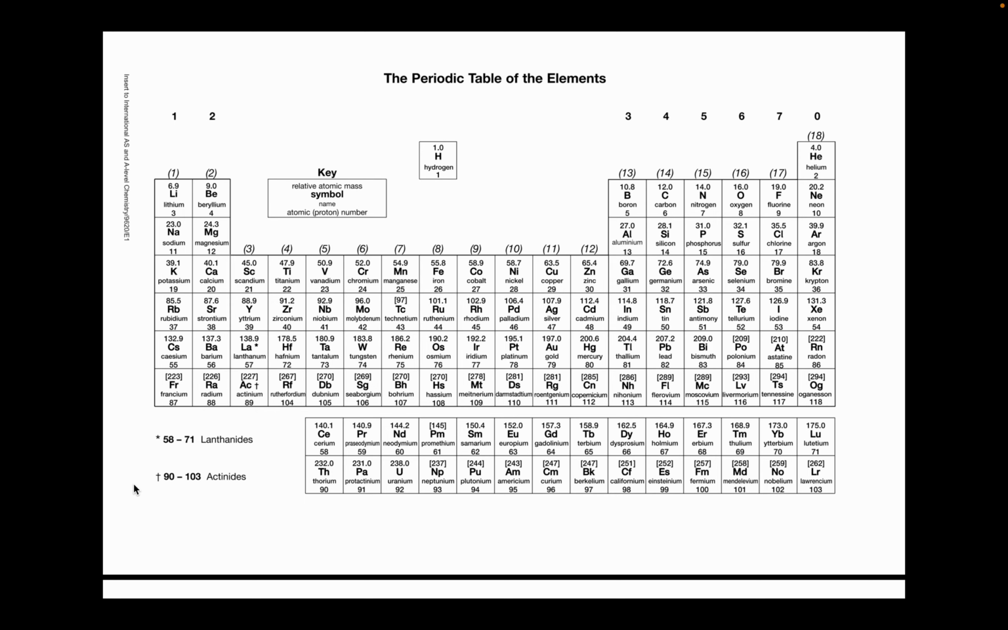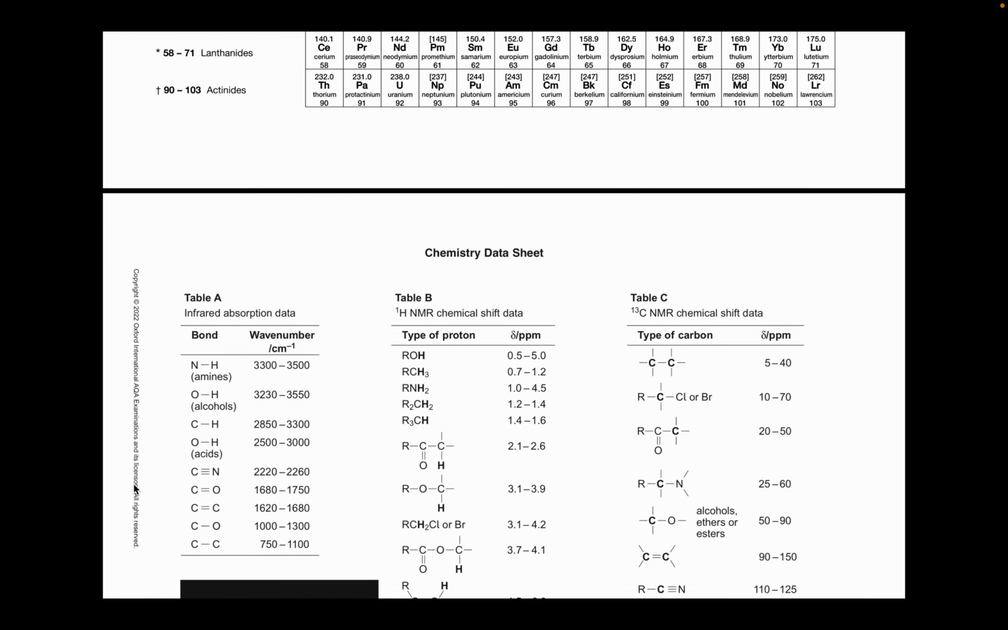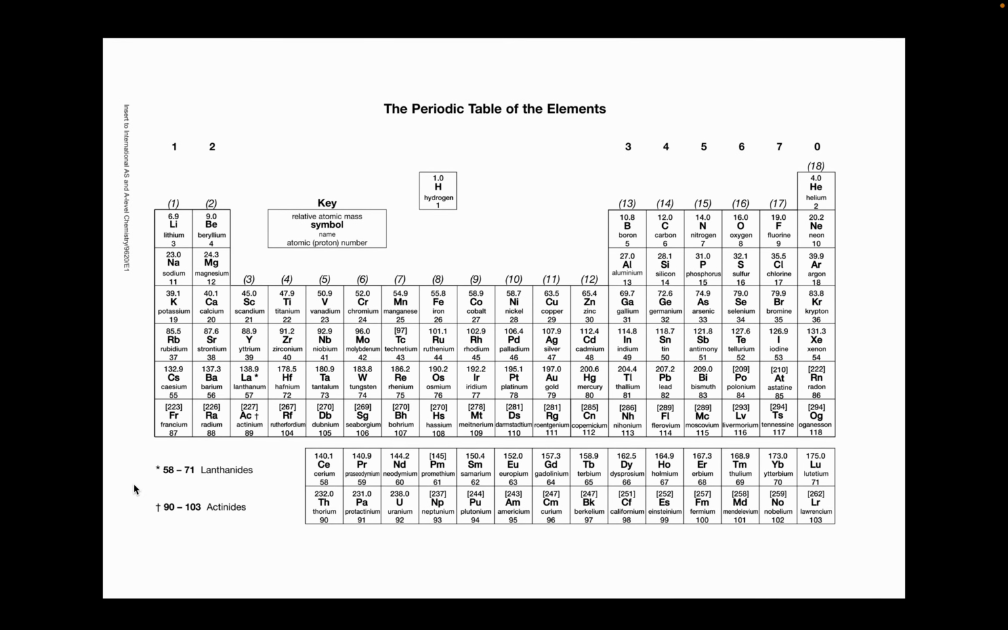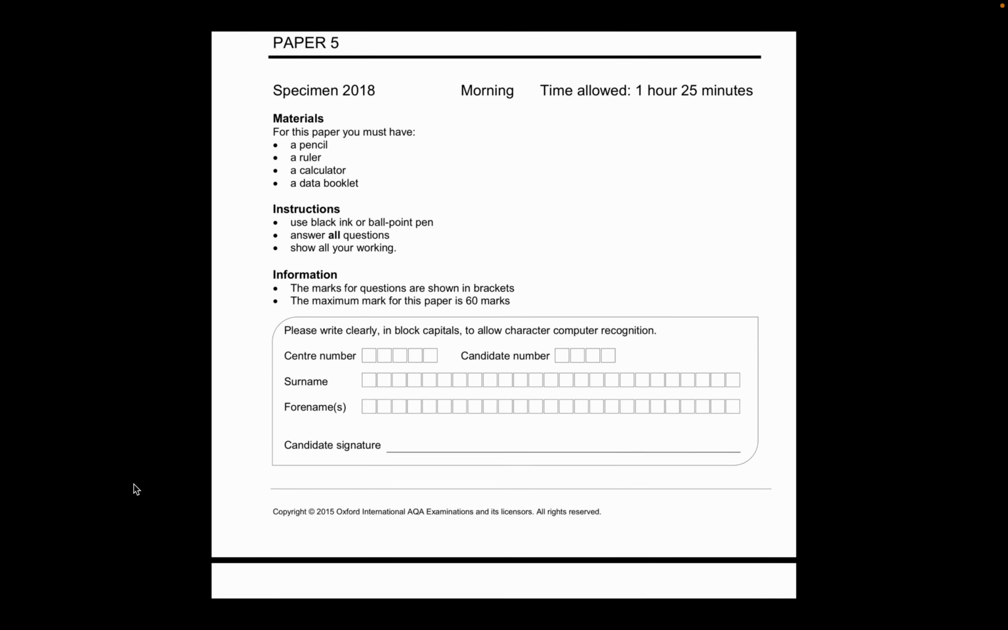So when you're doing chemistry, you'll have 2 pages of the periodic table of elements. You'll also have that piece of data, table A, table B, table C. You'll have 3 tables on the chemistry data sheet. So let's move on to that past paper.